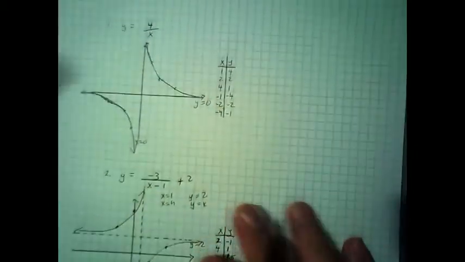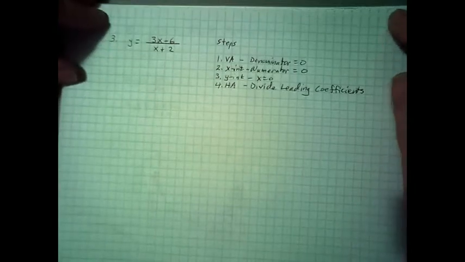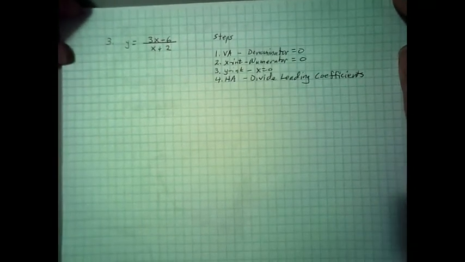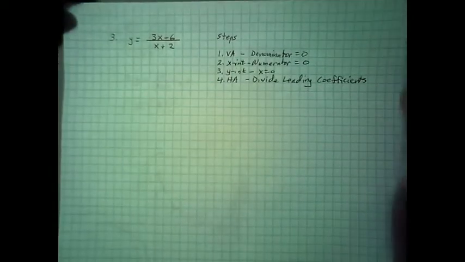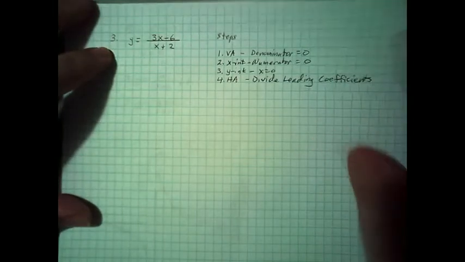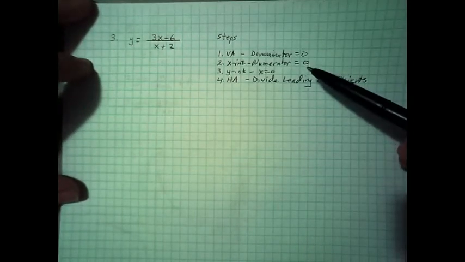For our third example, we will be using y equals 3x minus 6 over x plus 2. It's linear on top and bottom. As I indicated, this is going to take a little bit more work because we can't see h and k immediately. But there's 4 simple steps to follow. That'll give you all the information you need.